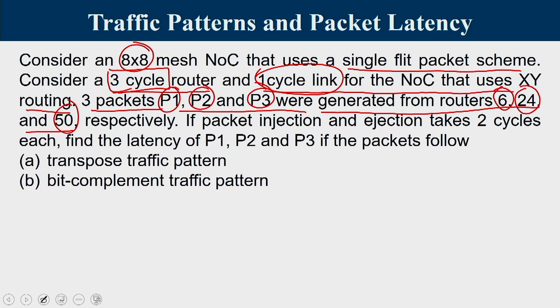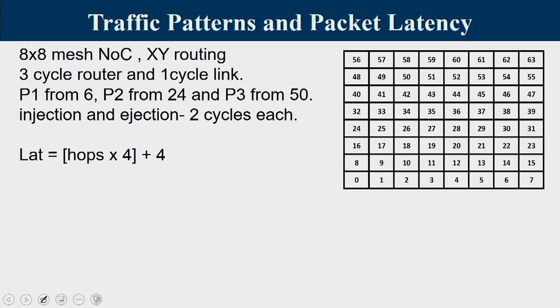If packet injection and ejection take 2 cycles each: the process by which a local tile creates a new packet and injects it into the local port is called injection, and the process by which a packet is removed from a router to the tile is known as ejection. So at the source the injection happens, at the destination the ejection happens. Both injection and ejection in this problem take 2 cycles each. Now we are asked to find the latency of P1, P2 and P3 if the packets follow a transpose traffic pattern and a bit complement traffic pattern.